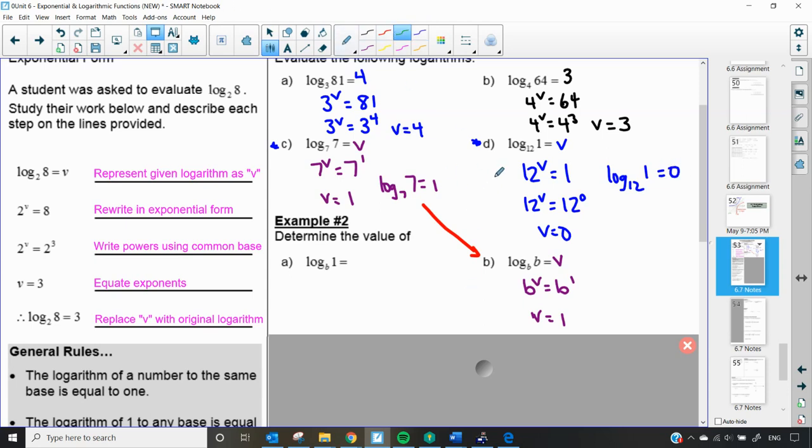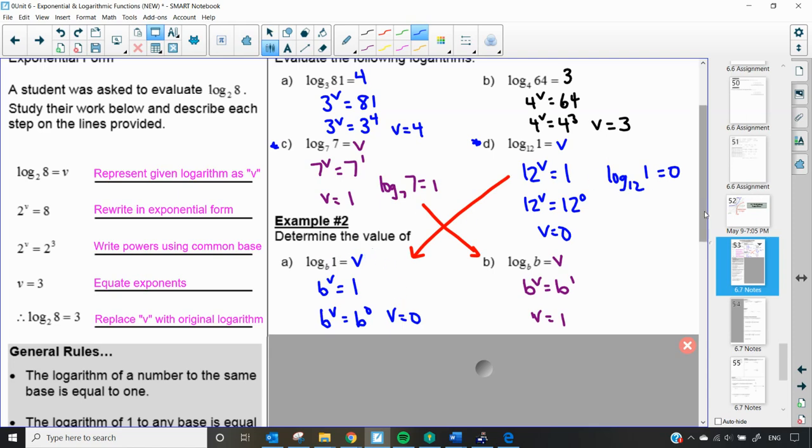Taking a look at that identity right here, we have log base b of 1 equals blank. So we're going to replace that with a v. We've got b to the v equals 1. Again, we can write that as b to the v equals b to the 0. So v equals 0. So log base b with an argument of 1 is 0.